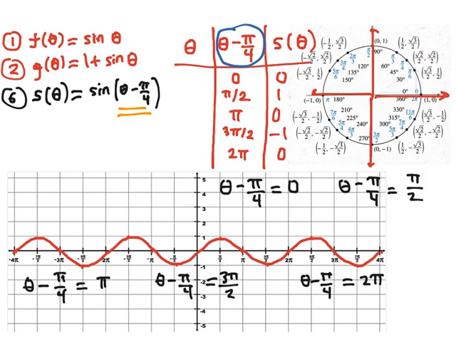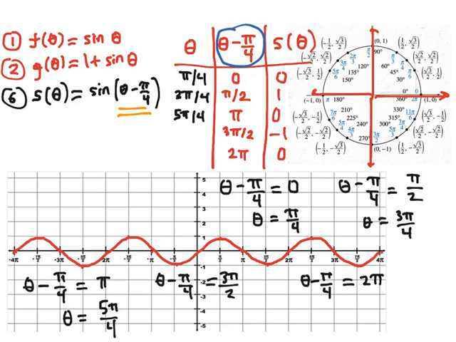So in the first case, add pi over 4 to both sides of the equation. You get theta is equal to pi over 4. So I'm going to write pi over 4 here. In the second case, add pi over 4 to both sides of the equation. You get pi over 2 plus pi over 4, which is 3 pi over 4. So I write 3 pi over 4 here. In the third case, I have theta is equal to pi plus pi over 4, which is 5 pi over 4. And I can write 5 pi over 4 here. And then in the next case, I have theta is equal to 3 pi over 2 plus pi over 4, which is going to give me 7 pi over 4.